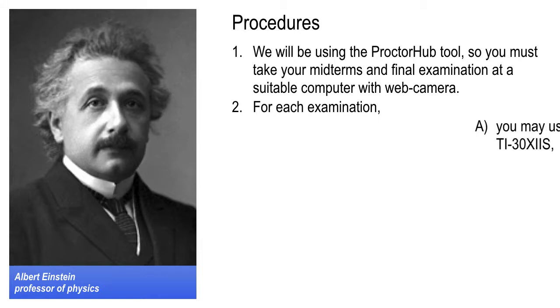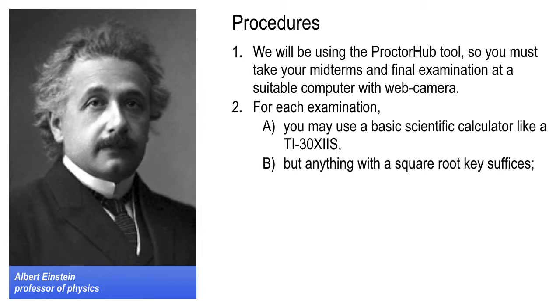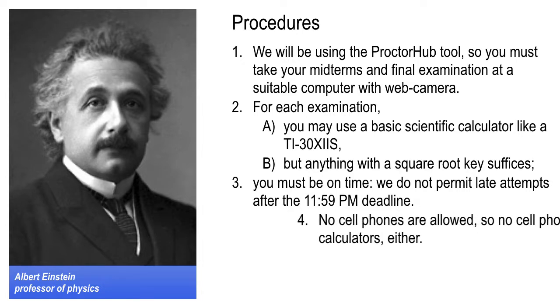Now, for each exam, you can use a basic scientific calculator if you like, a TI-30X. Anything that has a square root key should be fine. If you don't have one of those, you're going to have some difficulty, but you have to be on time. So we don't permit late attempts after the deadline. All right, so you've got over 12 hours, so everybody can hit that at some point if you plan.